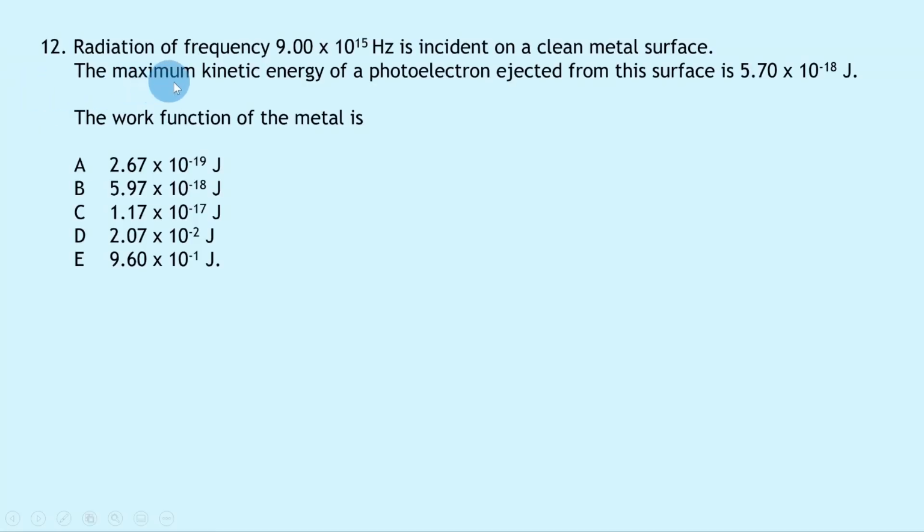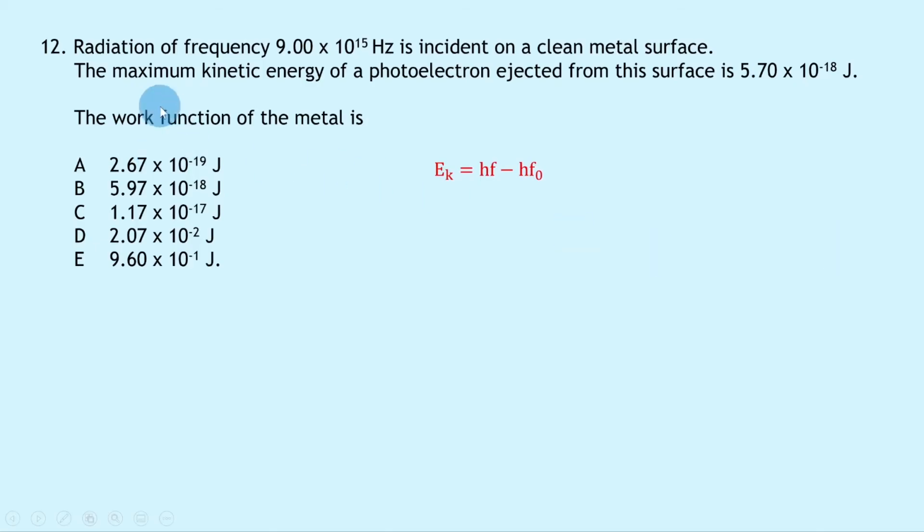Question 12 says radiation of frequency 9 times 10 to the 15 Hz is incident on a clean metal surface. The maximum kinetic energy of a photoelectron ejected from this surface is 5.70 times 10 to the minus 18 joules. The work function of the metal is... Well, because we're dealing with maximum kinetic energy here and work function, we're going to use the equation for the maximum kinetic energy of an ejected electron, which is Ek equals hf minus hf naught.